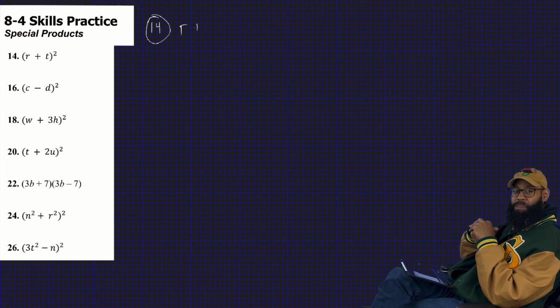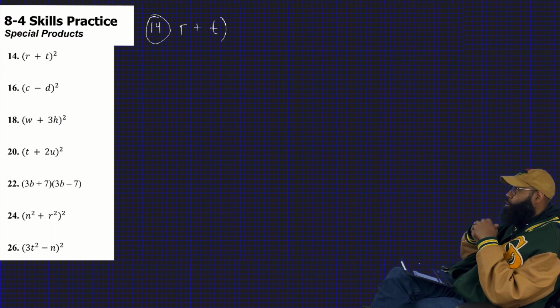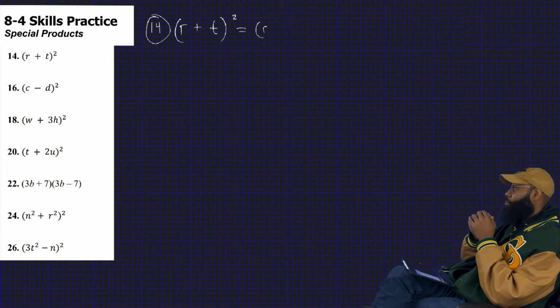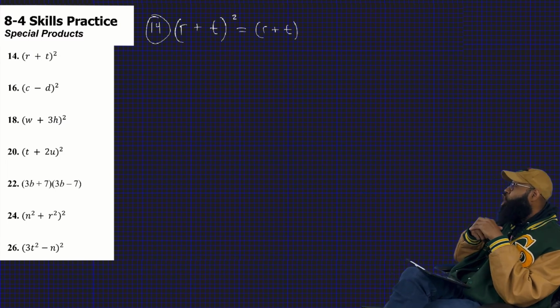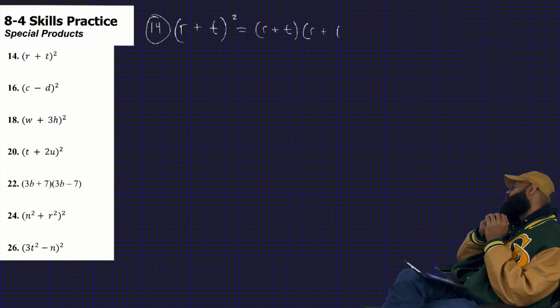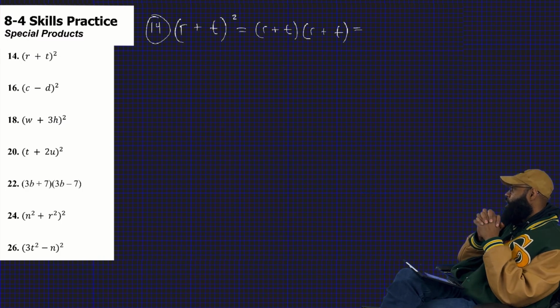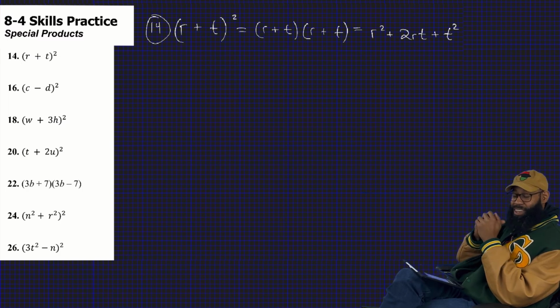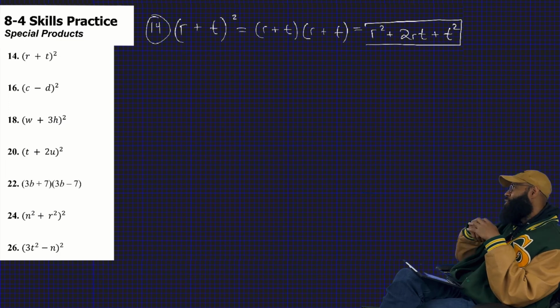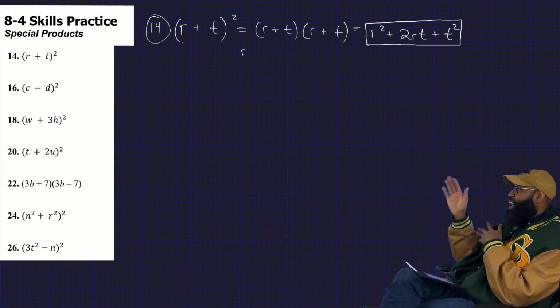Repetition, repetition, repetition. Mr. Craft, why we got to do 25 of them? Repetition, repetition, repetition. So r plus t, all squared, gives me r plus t times r plus t. Again, r times r, that's first. And then r times t gives me 1 rt. And t times r gives me 1 rt. And then, of course, t times t. So that one is fun, and I love how we're writing it out.